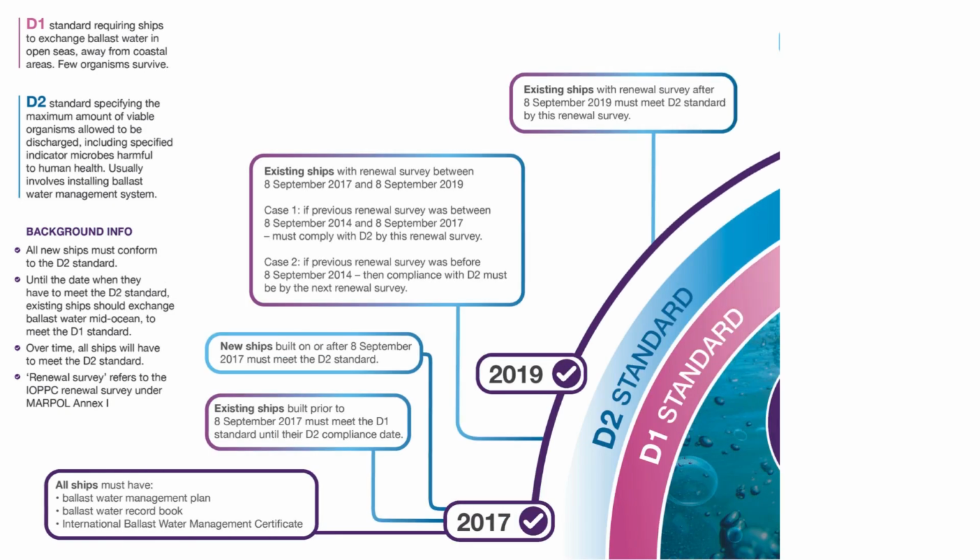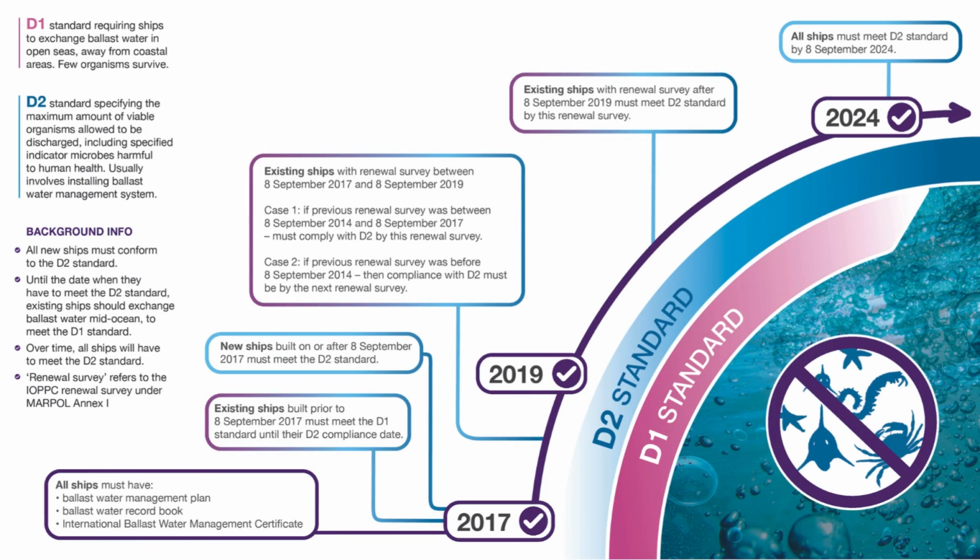In the next slide, what you see is how exactly, in chronological order, it has gone from D1 to D2, what the dates are, when the new ships have to start complying, and when all ships which have been complying come in, which is 8 September 2024.